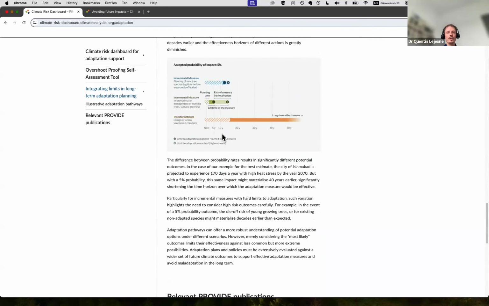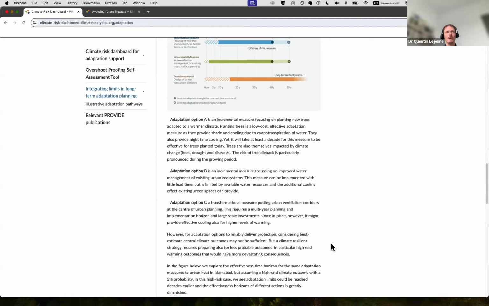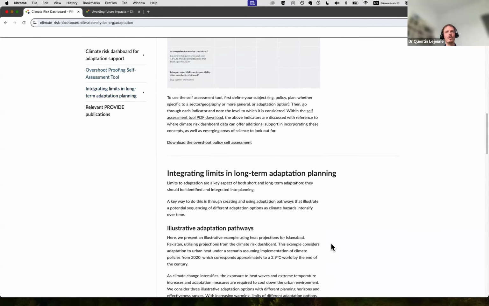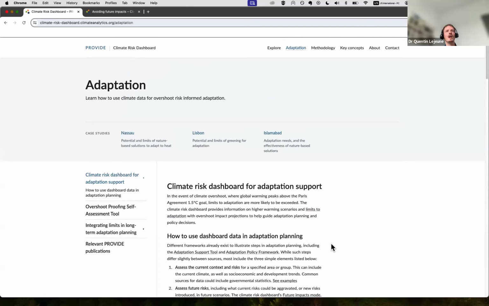Now, we do not only provide some general guidance, but we also provide examples of how local stakeholder engagement and modeling activities can be used to identify and assess adaptation options. This was done in case studies run under the PROVIDE project, for example, in Lisbon, in Nassau in the Bahamas, or in Islamabad. And we've tried to summarize this information in stories that are available here.